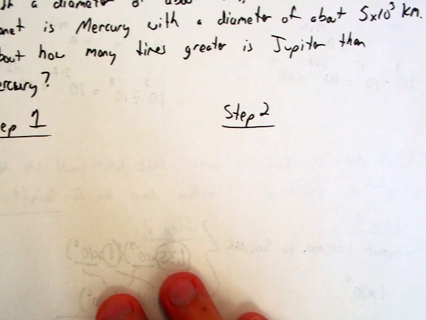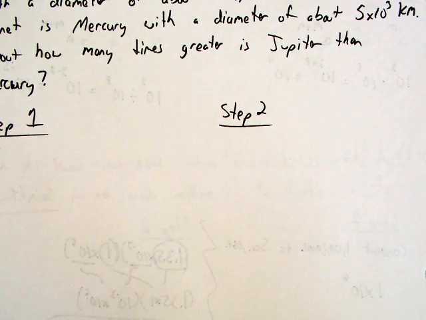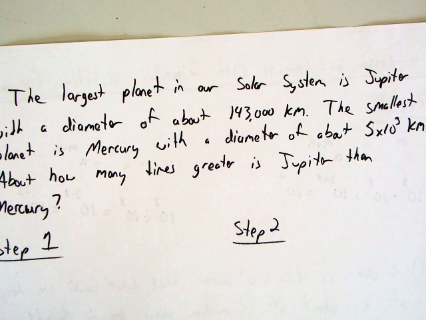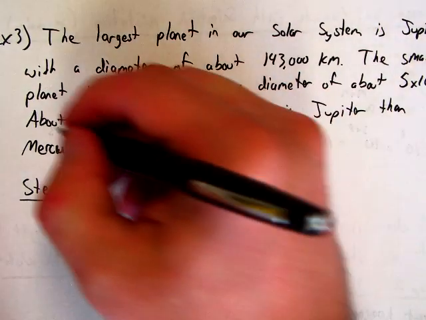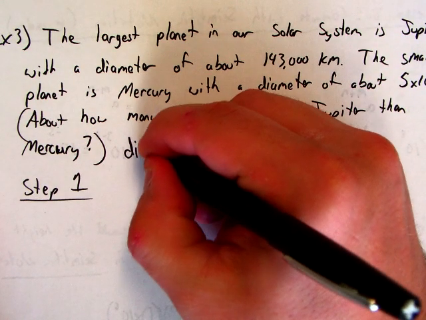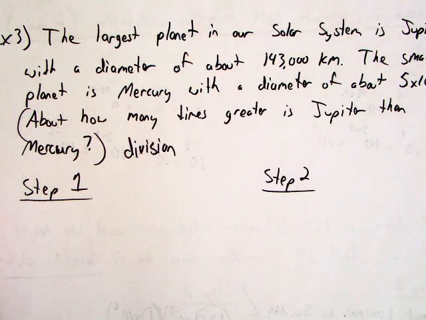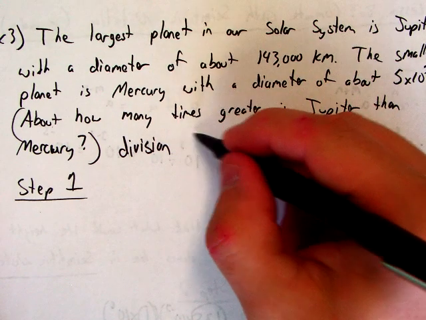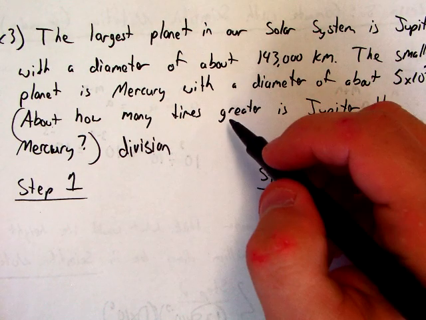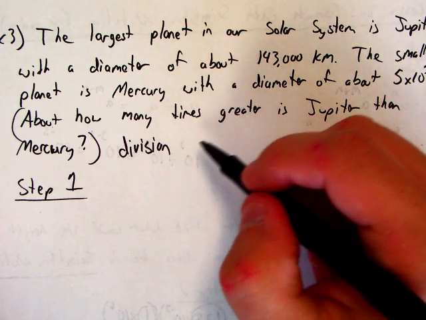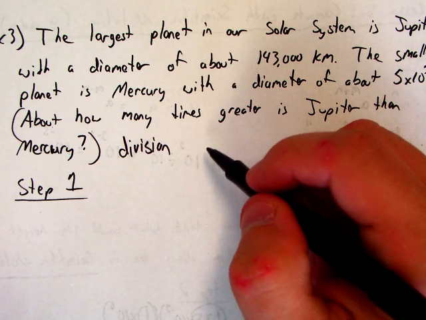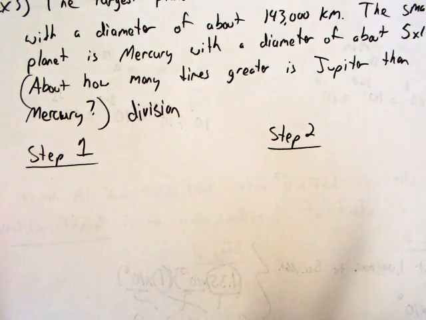And last example, example 3, it says the largest planet in our solar system is Jupiter. Has a diameter of about 143,000 kilometers. The smallest planet is Mercury, with a diameter of about 5 times 10 to the 3rd kilometers. So about how many times greater is Jupiter than Mercury? First of all, this question talks about division. It sounds like it should be multiplication because it says how many times greater. But we're going to be looking at what number we multiply Mercury by to get to Jupiter. So that's going to be a division problem.